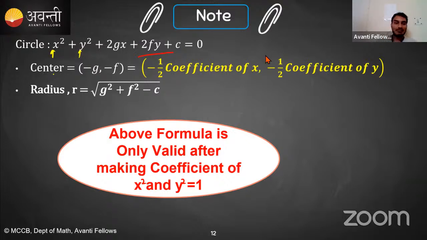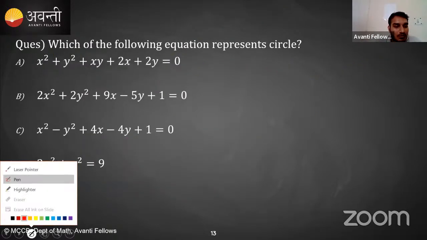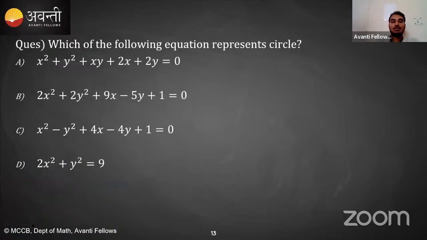Okay. So now if I give you any circle, you should be able to tell me its center and radius, isn't it? Now you are very comfortable that if I give you any circle, you can tell me the center and radius. Yes or no? Okay. So let's move forward. Before that, let's solve a couple of questions.